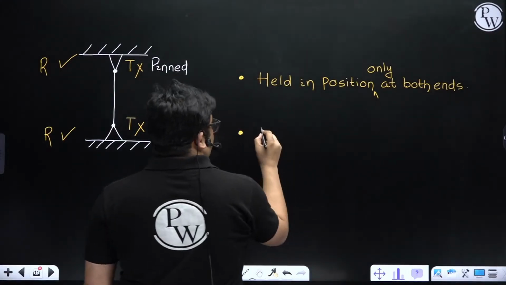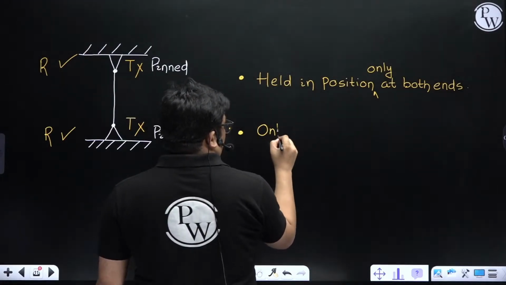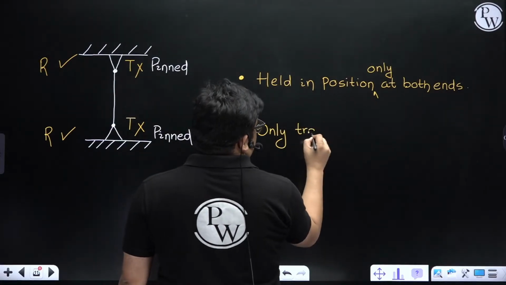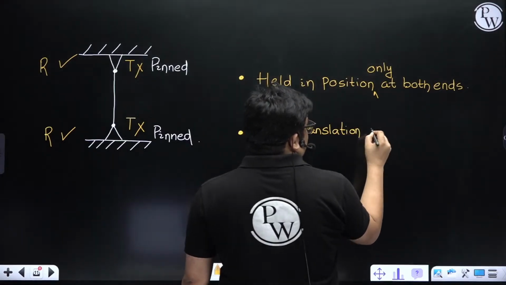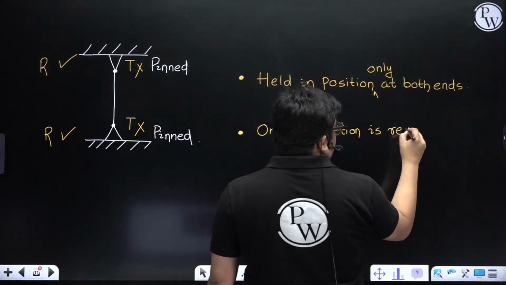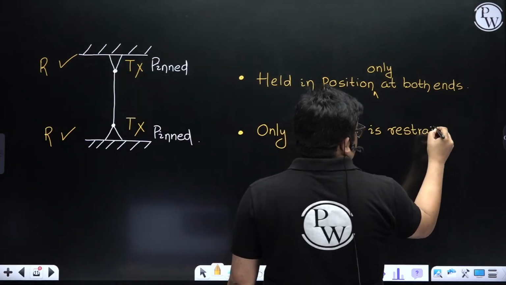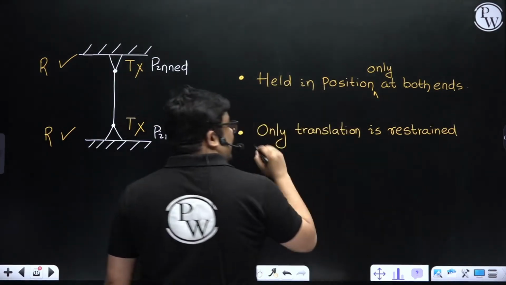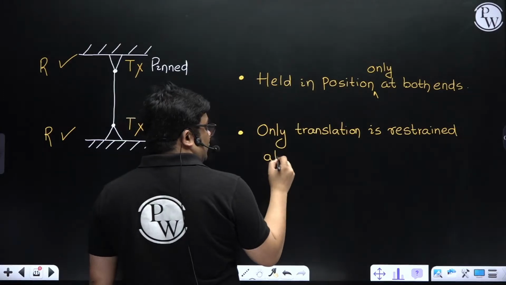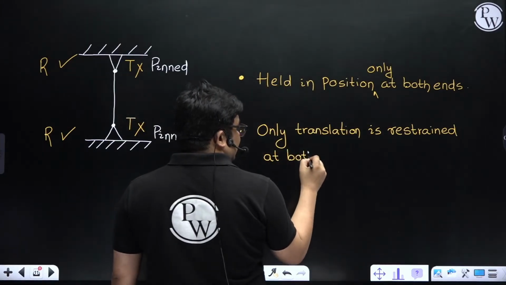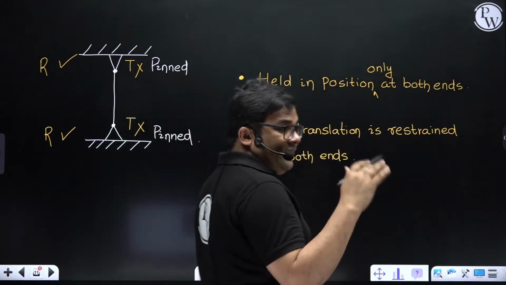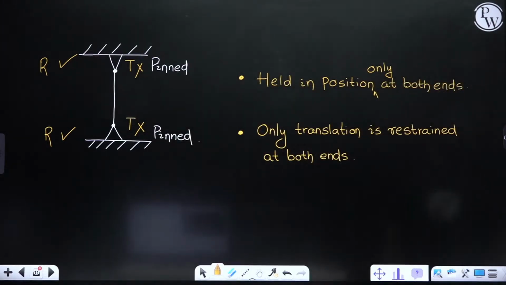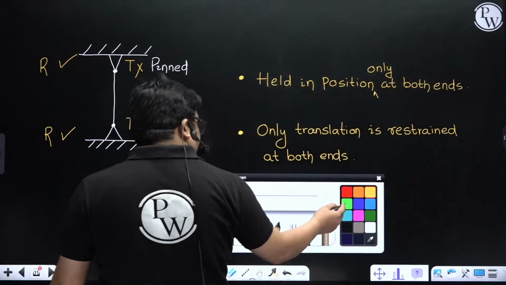Or we can write down only translation or lateral movement is restrained at both ends, right? Only translation is restrained at both ends. If it is written only, that means rotation is allowed at both ends indirectly, right? So such kind of language they can use. And here the K value is what?